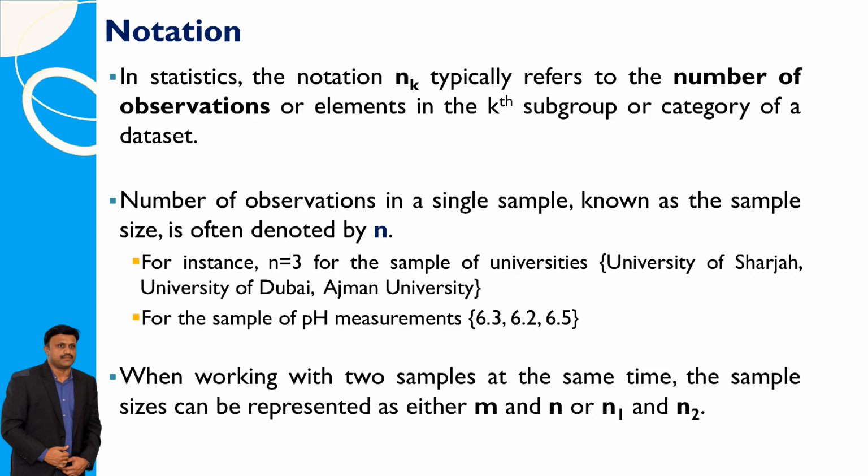In statistics, the notation nk generally represents the number of observations or elements in the k-th subgroup or category within a dataset. The sample size, which denotes the number of observations in a single sample, is commonly denoted by n. For example, for a sample of universities such as University of Sharjah, University of Dubai, Ajman University, n equals 3, and for a sample of pH measurements, 6.3, 6.2, 6.5, n equals 3. When dealing with two samples simultaneously, the sizes can be denoted by m and n or n1 and n2.